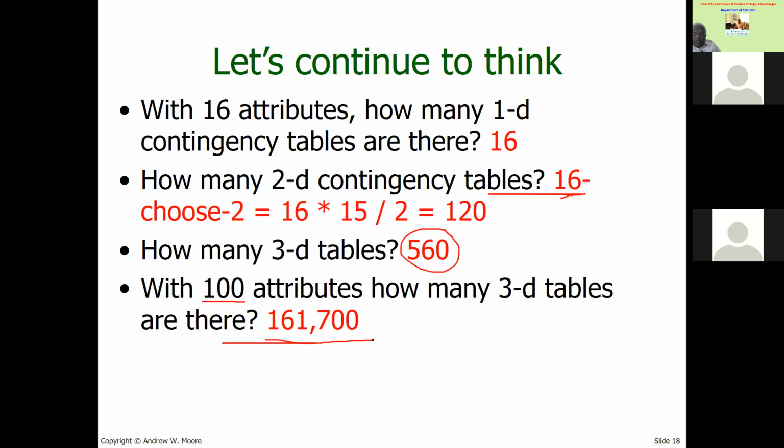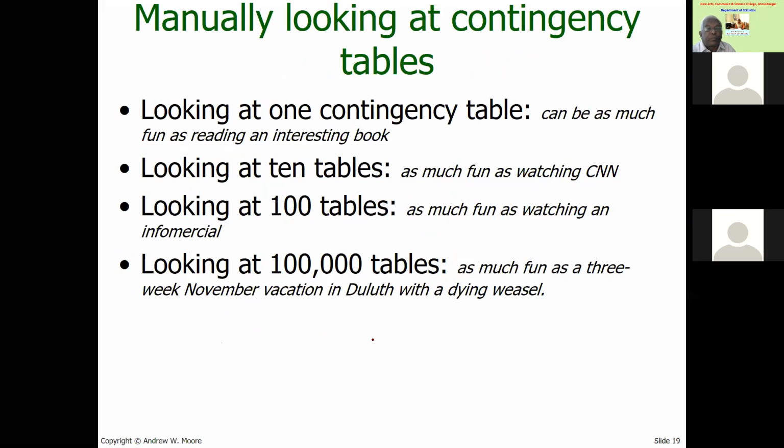It is beyond summarization. It is beyond interpretation. It is very difficult to conclude from all these 120 tables. So that is why the contingency table idea is not a workable idea.